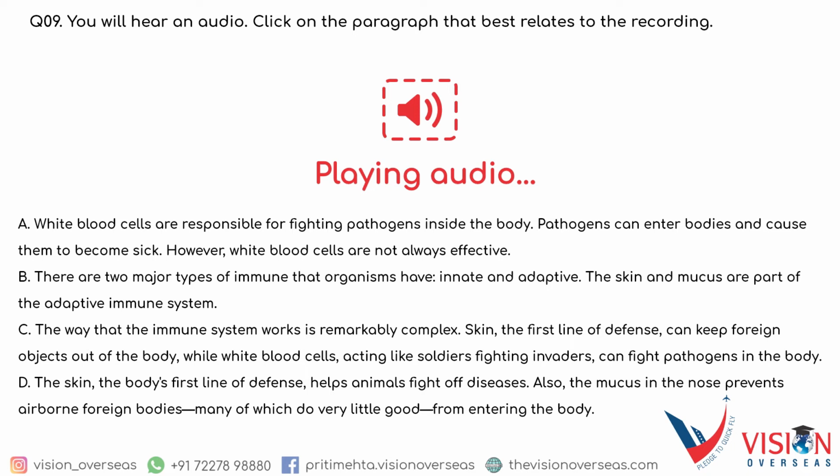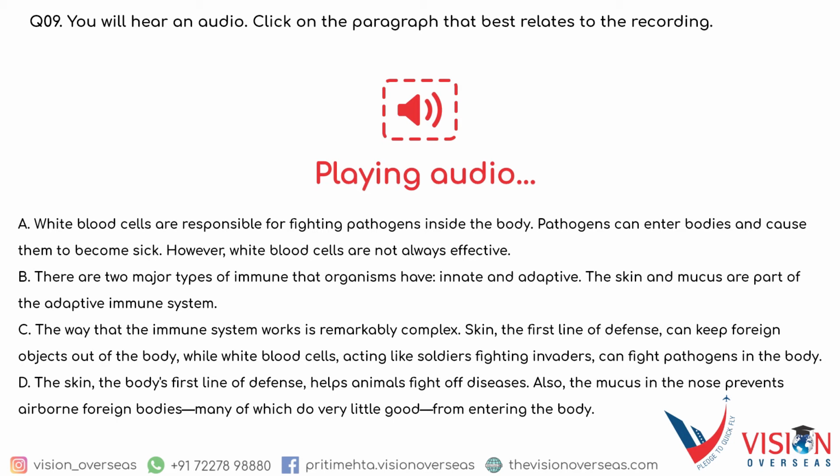Let's think about humans, shall we? The skin is our first defense. How? Well, it prevents many things from entering the body. Also, the mucus in the nose prevents airborne foreign bodies, many of which are harmful, from entering the body. What else? There are defenses in the body as well. For instance, both the stomach and intestines produce acids. Some of them are able to remove pathogens from the food we eat.